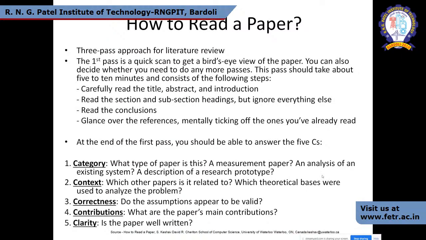Category means what type of paper is this? A measurement paper, analysis of existing system, description of research prototype, review, what? Then context. Context means which other papers is it related to, which theoretical basis were used to analyze the problem. That is nothing but the context: in which context this has been written.